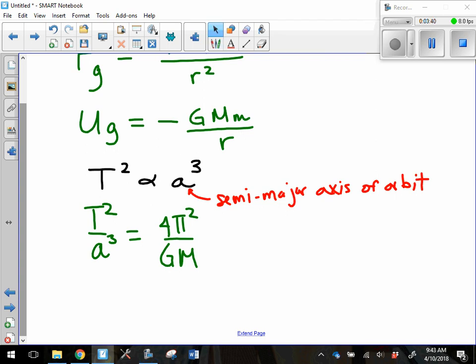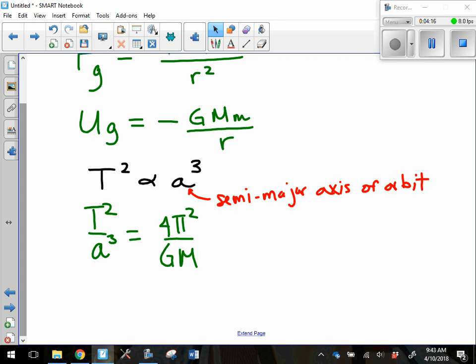And we did a little exercise where we talked about T squared over a cubed for the Earth would be equal to T squared over a cubed for Mars, would be equal to T squared over a cubed for the Kepler Space Telescope, T squared over a cubed for an asteroid. That ratio will be the same for any two objects that are orbiting the same massive object. You could also say that T squared over a cubed would be the same for the moon and any other satellite that's orbiting the Earth.